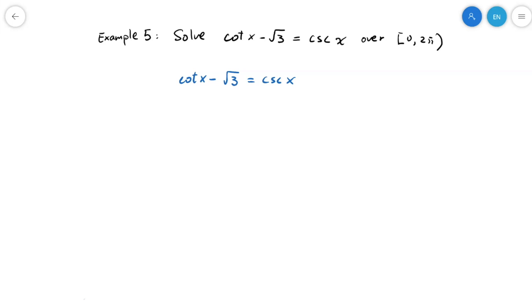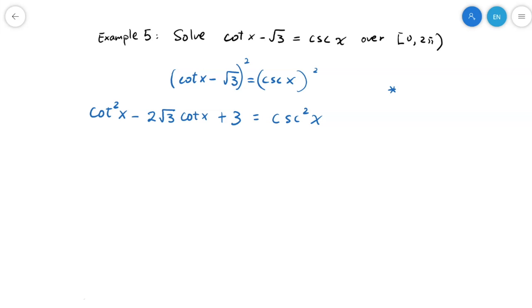Since we have cotangent and cosecant, the identity I can think of is cotangent squared plus 1 equals cosecant squared. This is why I want to square it. So I'm going to square both sides. The right hand side is pretty straightforward, just cosecant squared of x. However, on the left hand side, I do need to multiply it out. So I will have cotangent squared x minus 2 times square root of 3 times cotangent of x plus 3.